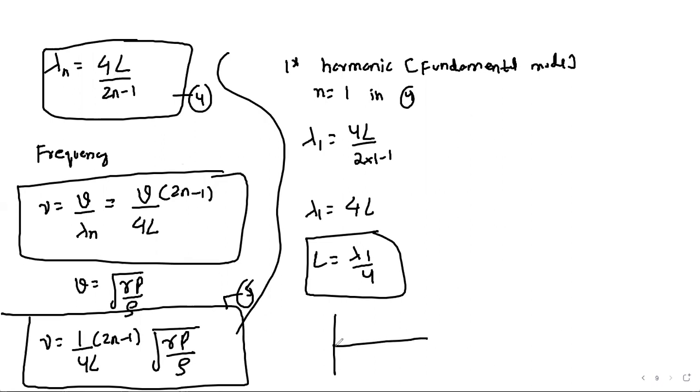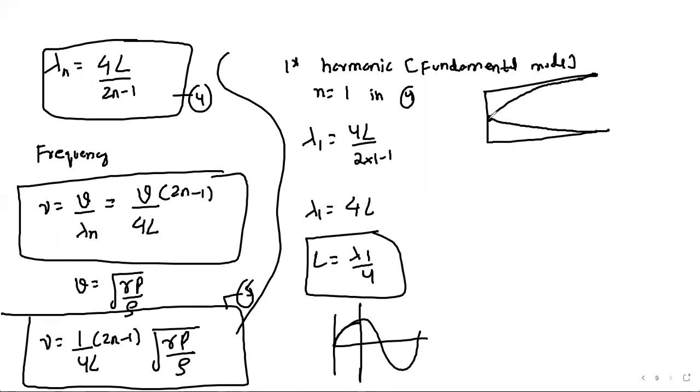That 1/4 wave we will draw. This is one wave. This is 1/4 wave. This much is 1/4 wave. So we will draw the 1/4 wave like this. This is the node. This is the antinode.